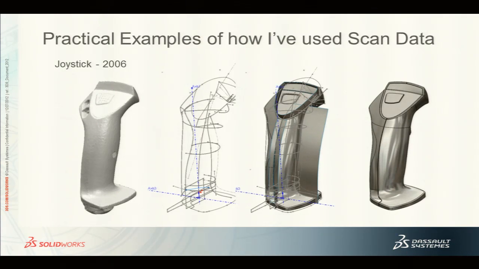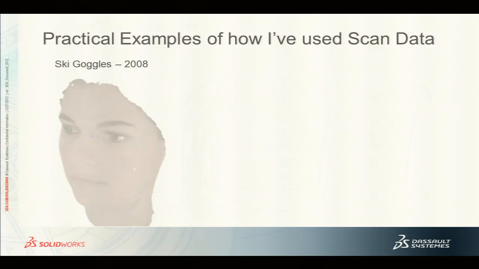Here are some practical examples. You saw the joystick, so this is the multi-step process. There's the mesh on the left, then I'm building my curves, I make my surfaces, and I have the solid. That's the manual method.